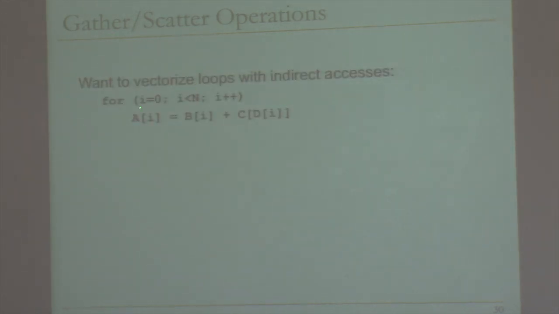This is one example over here. Let's assume that we have a loop like this. Why do we need something like this? We have a loop like this, and it has an indirect access. Instead of accessing array C with the induction variable directly, we actually access through an indirection. This array D is the index array, if you will, that specifies which locations in array C should be operated on. Right.